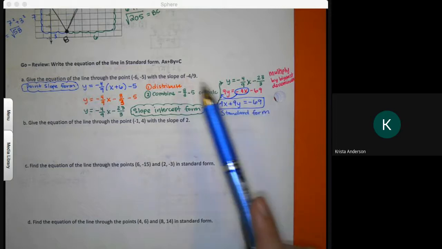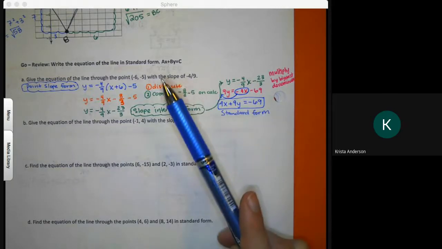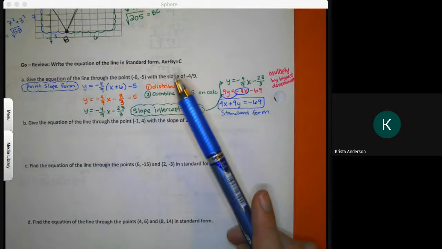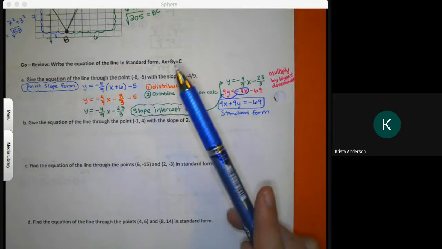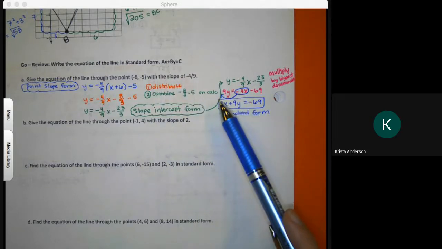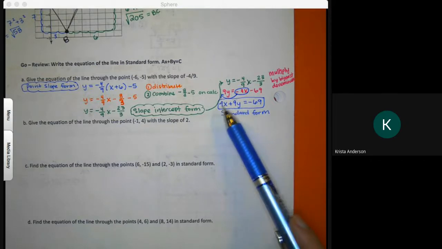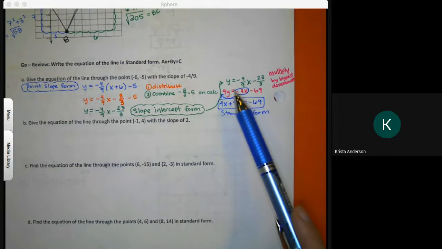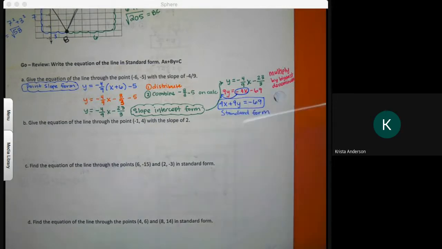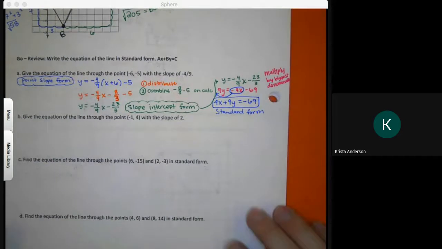It's still not in this form. I'll just have to come help you then. It's still not in this form yet. So when I move the 4x over to the other side, I have to add it, which is why it is a positive 4x. A positive 9y equals a negative 69. Let's try it without fractions.